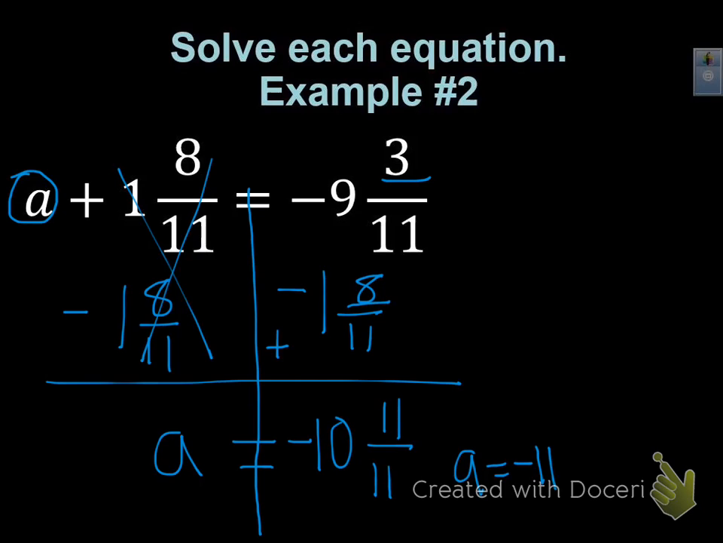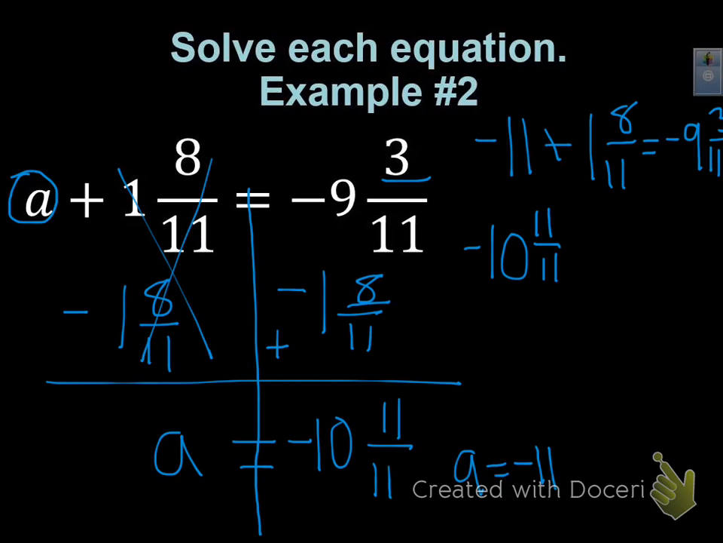To check my answer, I need to plug negative 11 in for the variable in the original problem. Negative 11 plus 1 and 8/11 should equal negative 9 and 3/11. When I am adding or subtracting fractions, I remember I need to have a common denominator. So as I check, I need to find that common denominator, which should be 11. So I will change my negative 11 to negative 10 and 11 over 11, borrowing 1 with that common denominator to solve my problem.